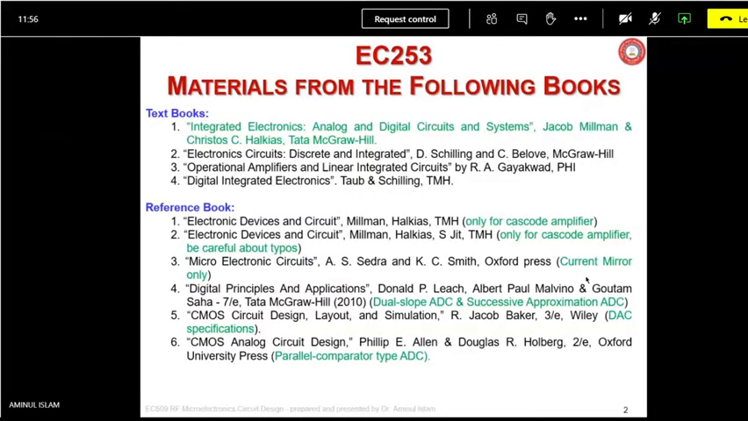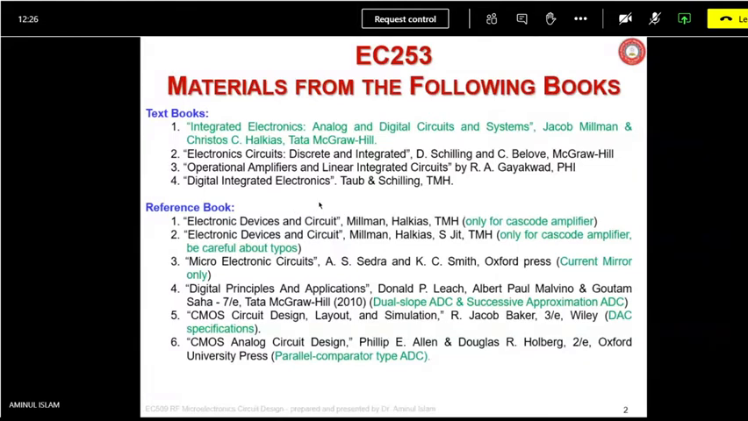Materials will be taken from this book, the green one you see at the top: the textbook Integrated Electronics, Analog and Digital Circuits and Systems, by Jacob Millman and Christos Halkias. The Millman Halkias book is the yellow book. Sometimes people call it the yellow pad or the Bible of Electronics. It's a very famous book.